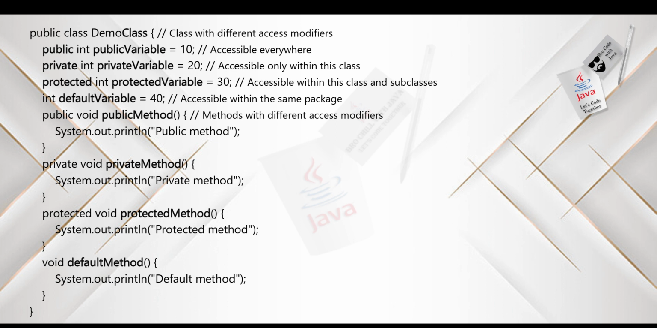Similarly, the methods follow the same rules. The public method is accessible from anywhere. The private method is only accessible within the DemoClass class. The protected method is accessible within the DemoClass class and its subclasses. The default method is accessible within the same package.